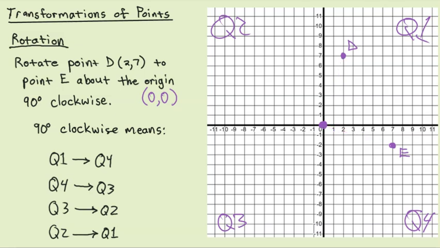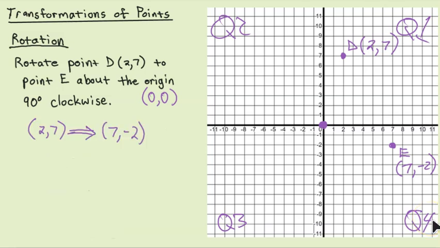We'll do a couple more examples like this, but before we do, I want to show you, let's look at our coordinates here. This is (2, 7), and point E here looks like it's at (7, -2). Okay, so let's look at that. Point D was the point (2, 7), and now point E is the point (7, -2). So what happened here? What are we seeing? Well, it looks like the y value from D has now become the x value from point E.